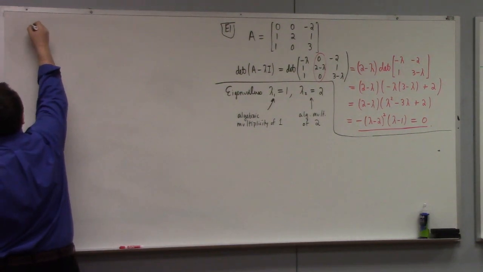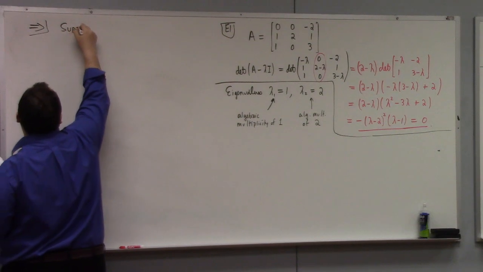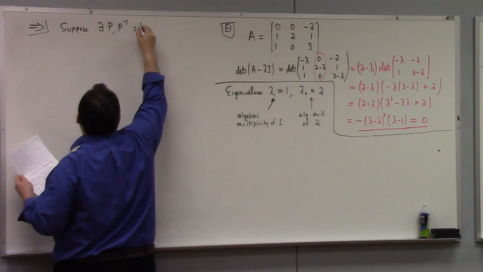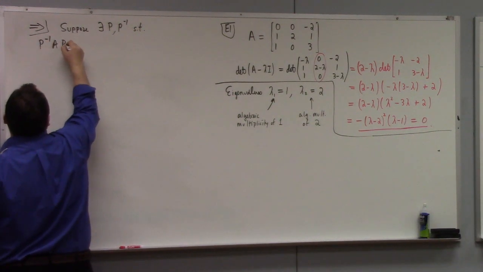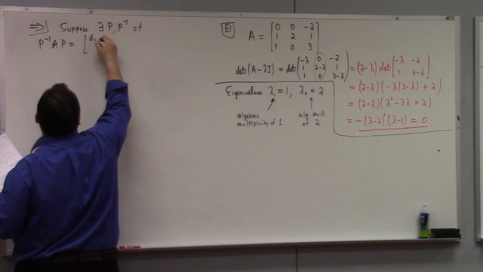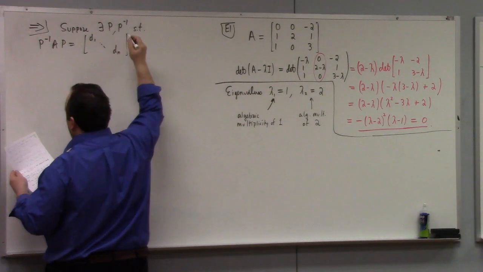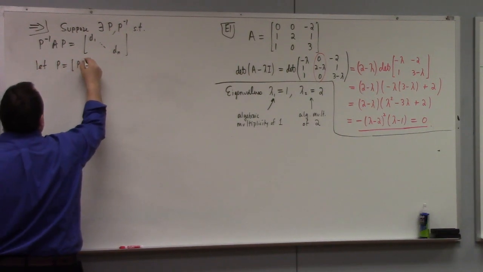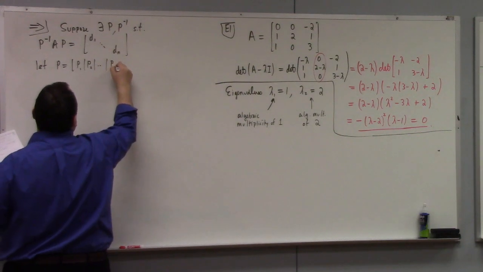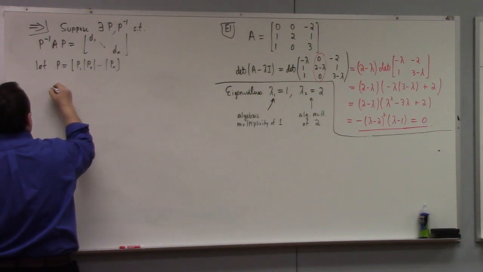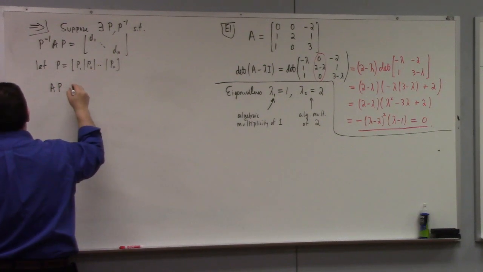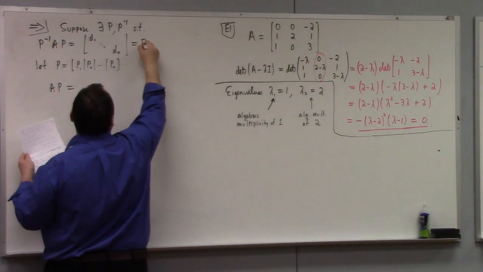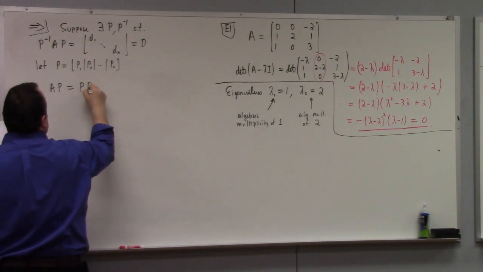So suppose A is diagonalizable. So suppose there exists P and P inverse such that P inverse AP is equal to the diagonal matrix D with entries d1 through dn, zeros elsewhere. And let P be the matrix with columns P1, P2, through Pn. All right? Then if you look at AP, it would be equal to what? Let me call this thing D. It would be equal to PD, right?